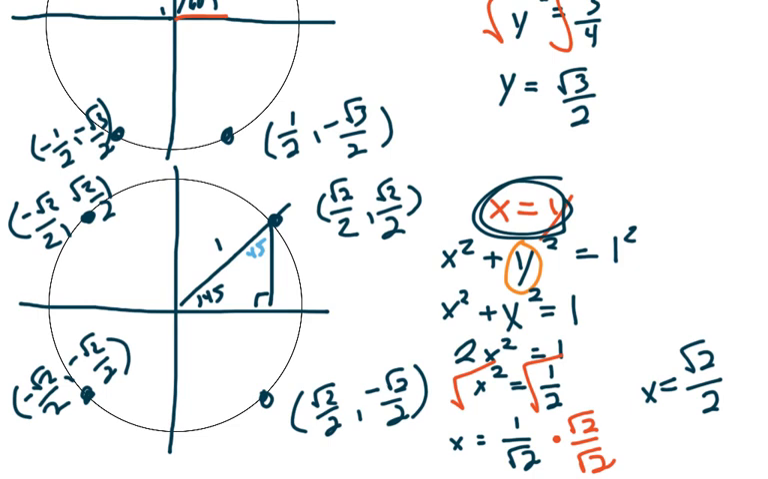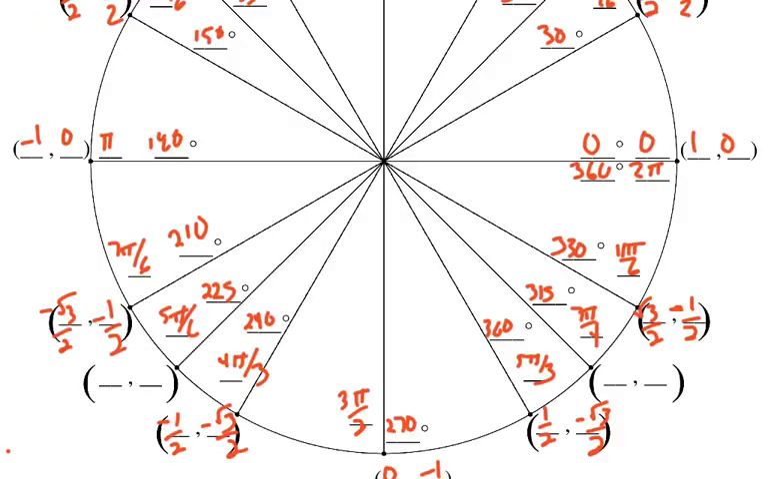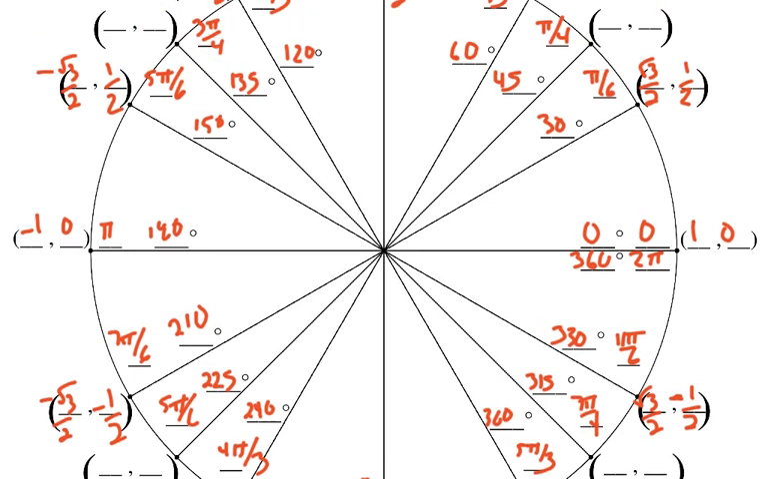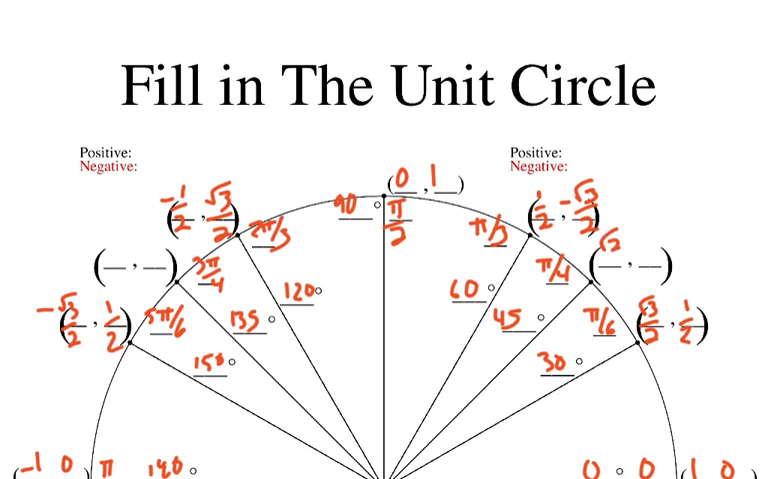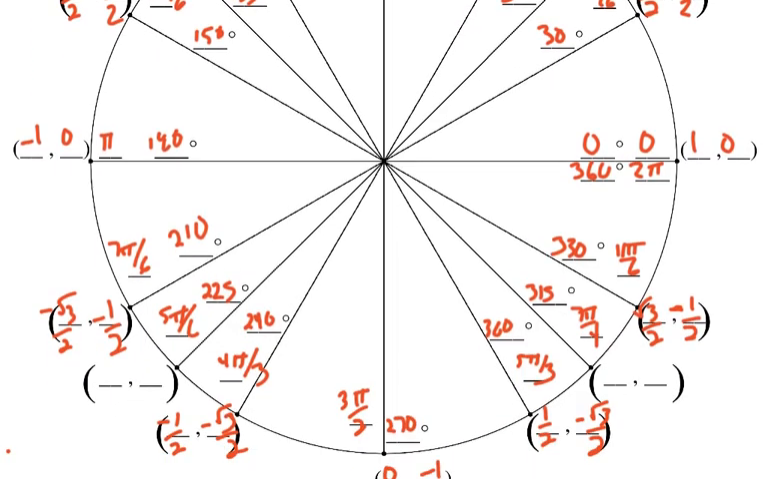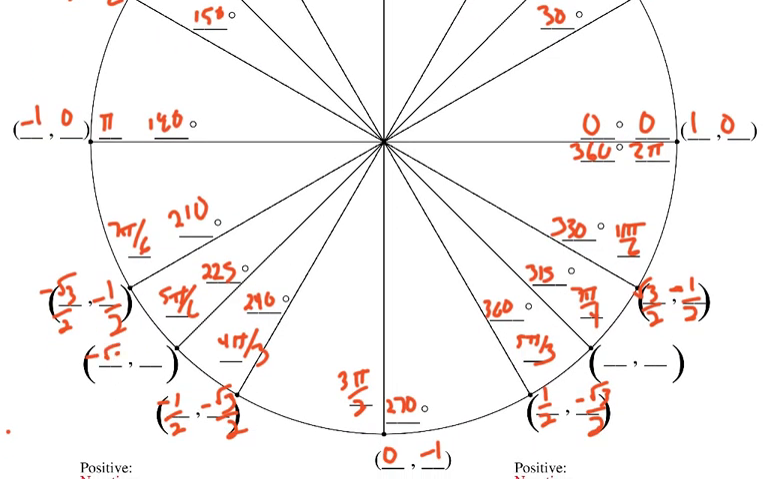So we're going to go over to our nice unit circle and fill out these remaining points. So square root of 2 over 2, square root of 2 over 2, negative square root of 2 over 2, square root of 2 over 2, negative square root of 2 over 2, negative square root of 2 over 2, square root of 2 over 2, negative square root of 2 over 2. So your unit circle should be completely filled out.